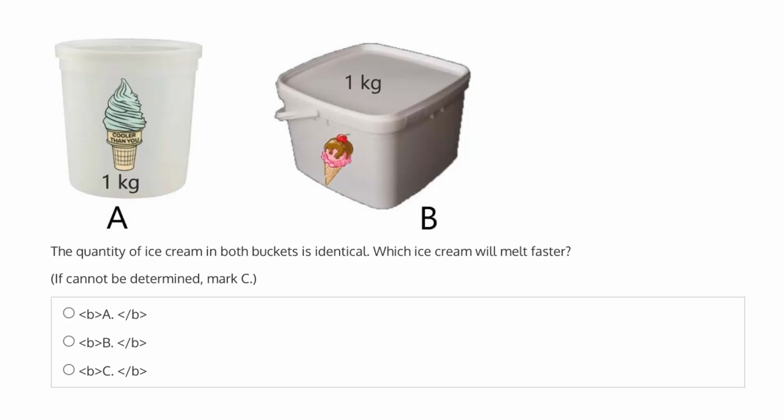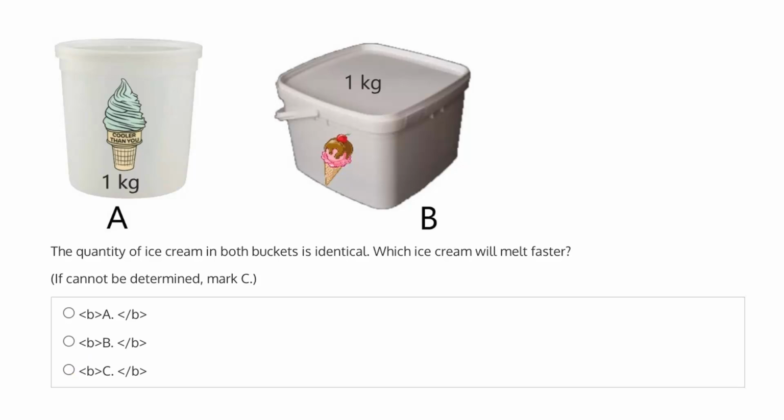This question says the quantity of ice cream in both buckets is identical. Which ice cream will melt faster? Is it the ice cream in bucket A, which is a cylindrical bucket, the ice cream in bucket B, a cubic bucket, or, if it cannot be determined, then mark C.